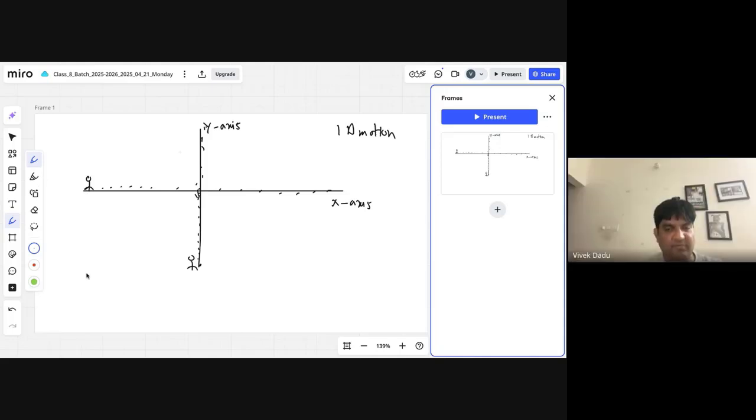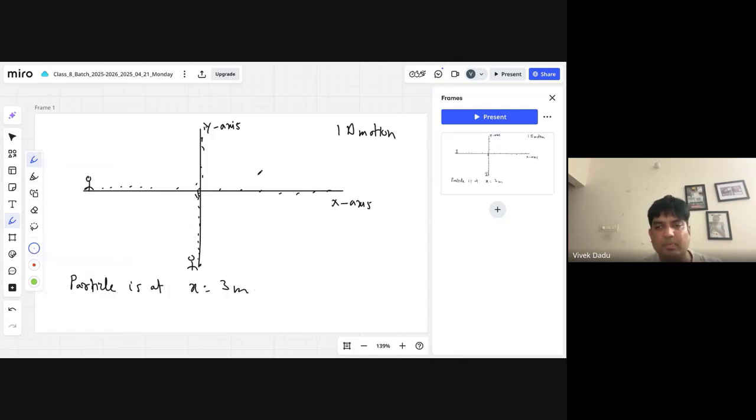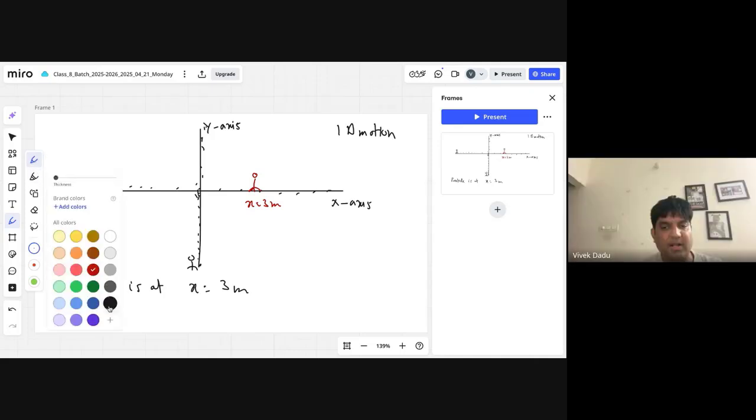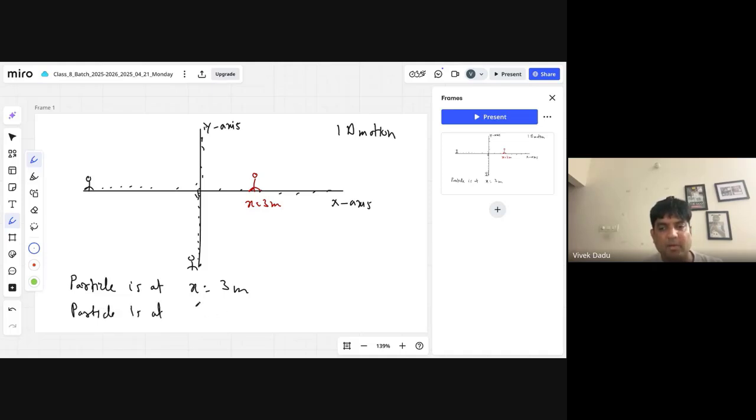So now if I say particle or person, whatever, is at x equal to 3 meter, what do I mean? Person is where? Somewhere here. Similarly, if I say particle or person is at y equal to -7 meter, what would that mean? That the particle, first of all, is traveling along which line? Y-axis.